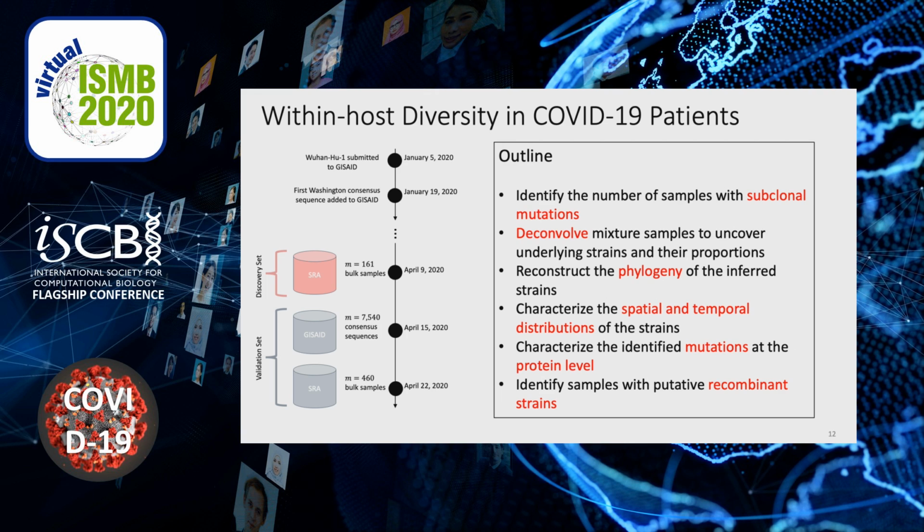This is an outline of the subsequent slides of this talk. We first identify the number of samples that have subclonal mutations. We deconvolve these samples to uncover the underlying strains and their proportions. We construct the phylogeny on the inferred strains. Then we characterize the spatial and temporal distributions of the strains. We look at the mutations at the protein level and then identify samples with putative recombinant strains.